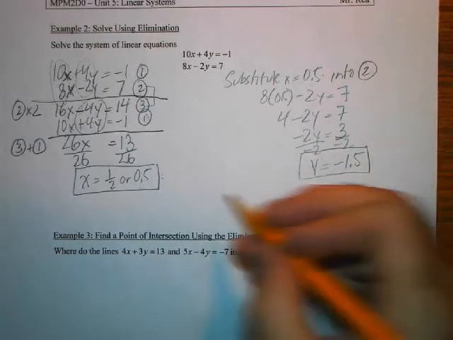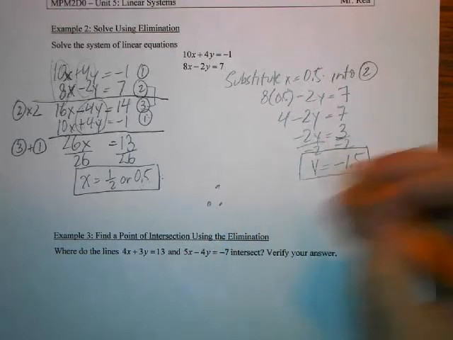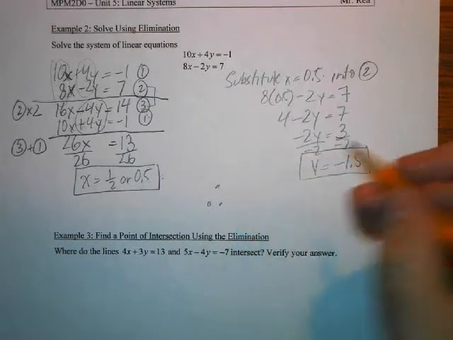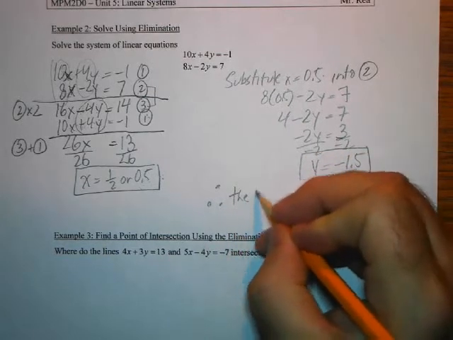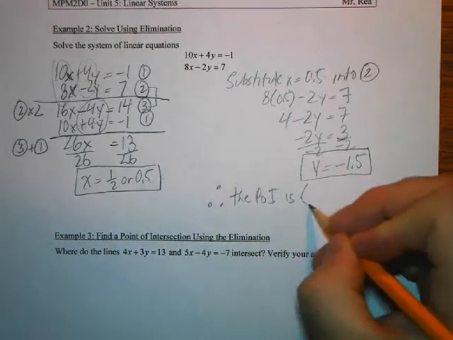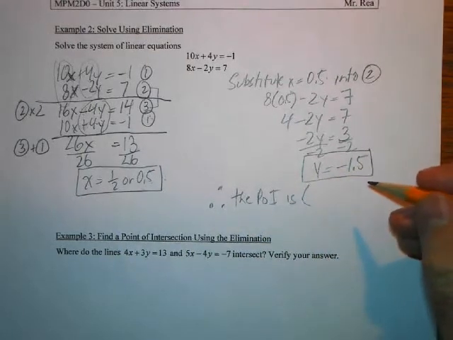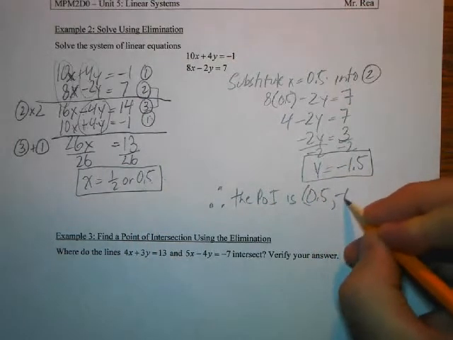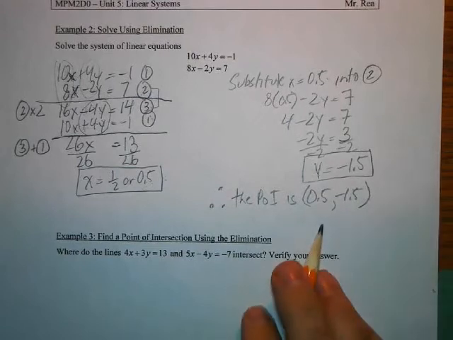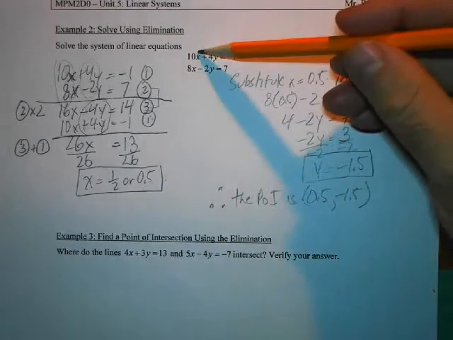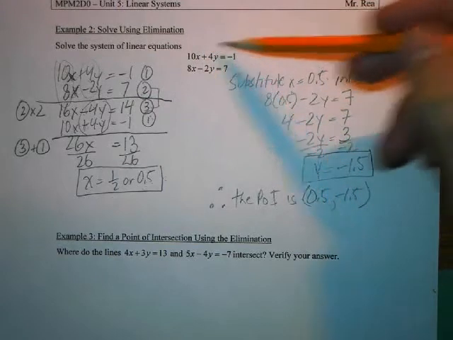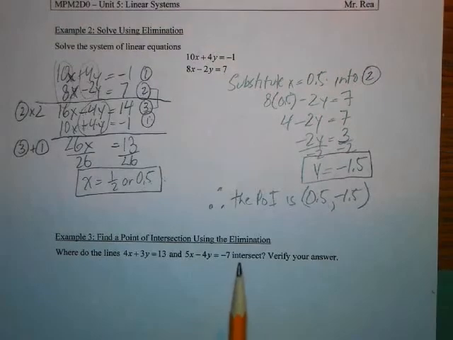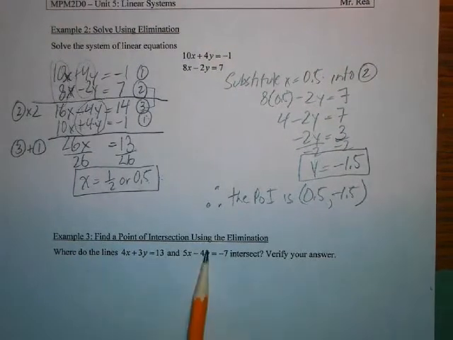Okay, and then you can make the statement. Always conclude with a POI statement, or the solution statement. So therefore the POI is x goes first, so 0.5, y goes second. And there's the point of intersection. If you wanted to, you could check it out, plug these values in, see if the left side equals the right side. Okay, but they will. I've checked it previously.